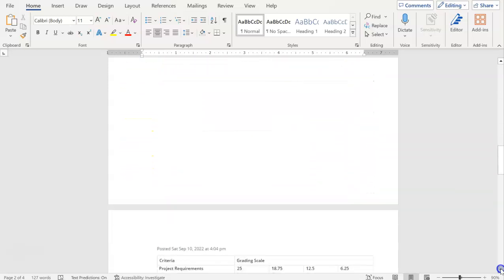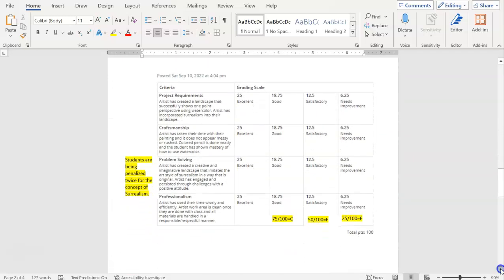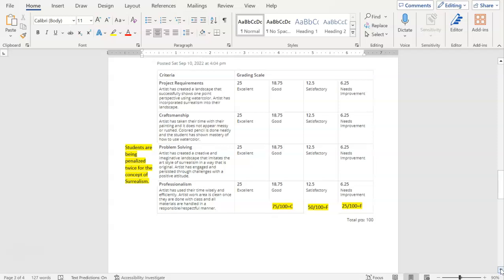Okay, then we have this rubric right here. Again, if we go straight to the total points, it's unfairly assessing what they know, because excellent, they get 100, good, they get a C, satisfactory is an F, and needs improvement is an F. That is not fairly grading a student at all.